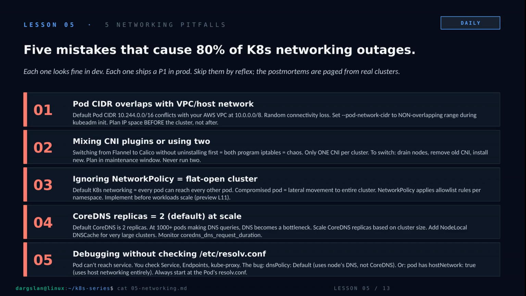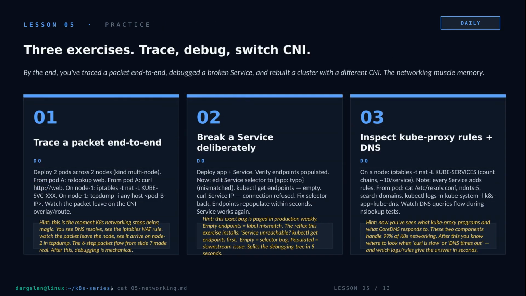Now the failure modes, 5 mistakes that pattern match to most networking outages I've seen. 1 and 2 are CNI owned. A pod CIDR that collides with your VPC will give you intermittent connectivity nobody can explain, and running 2 CNIs means 2 things programming iptables, which is just chaos. 3 is policy. A flat open cluster is one compromised pod away from lateral movement everywhere. 4 and 5 are CoreDNS. 2 replicas don't survive a 1,000-pod cluster, and when DNS breaks, always start at the pod's resolv.conf before you blame the service.